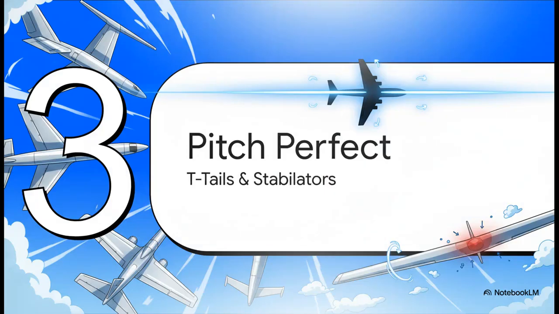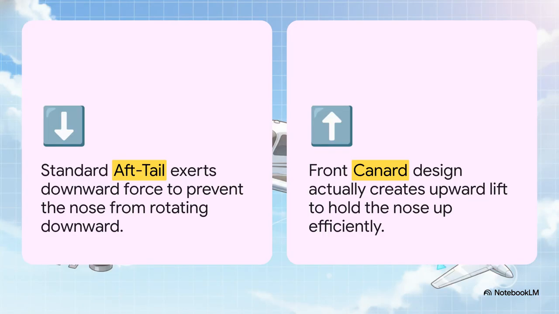Win-win. All right, Section 3, pitch perfect. We're talking elevators, T-tails, and stabilators. Most planes you're going to fly have a standard aft tail. Because an airplane's center of gravity is usually forward of its center of lift, the nose naturally wants to drop, right? So a conventional aft tail needs a constant downward aerodynamic force to act like a counterweight, pitching the nose up to keep you level.